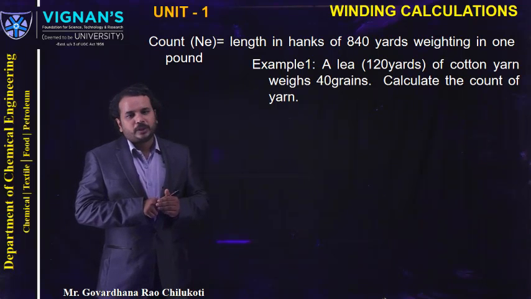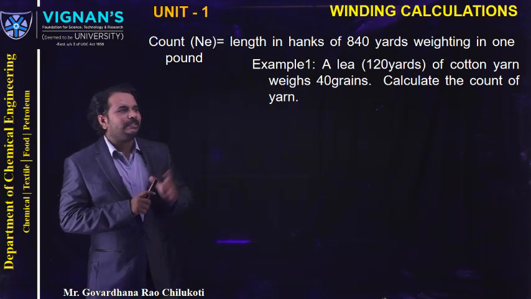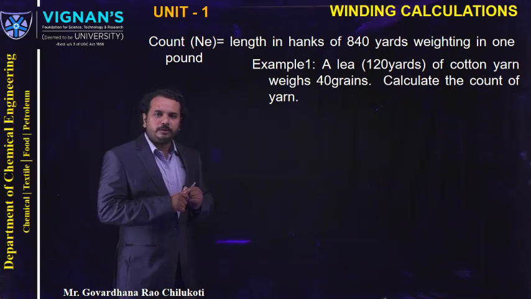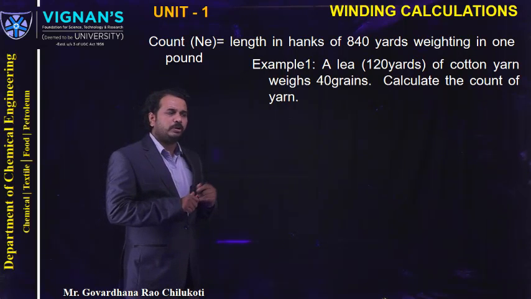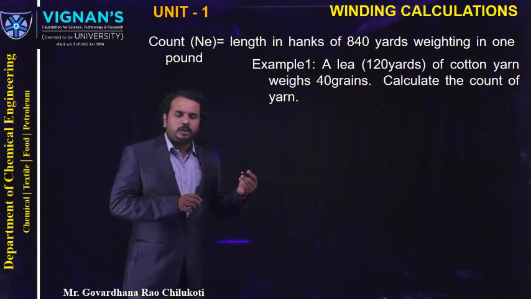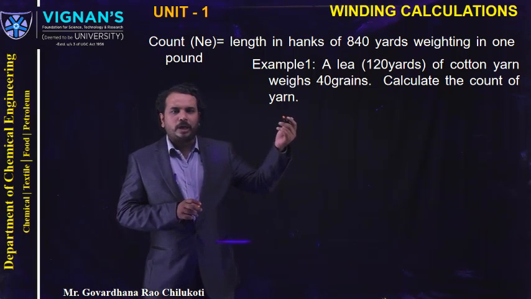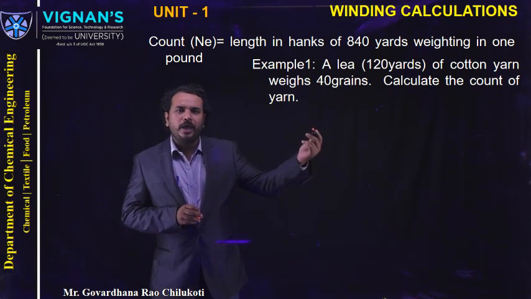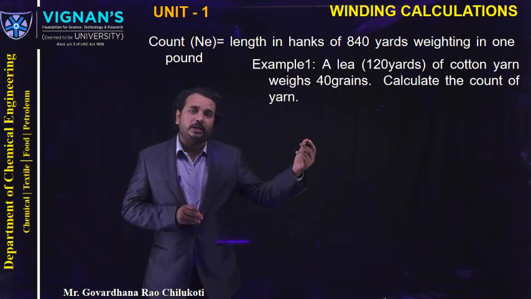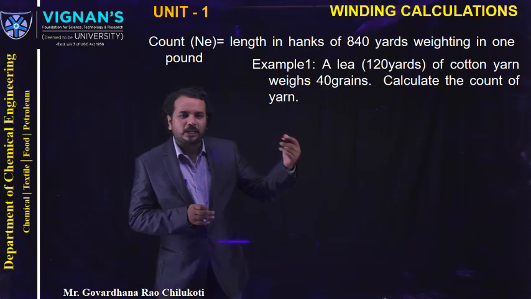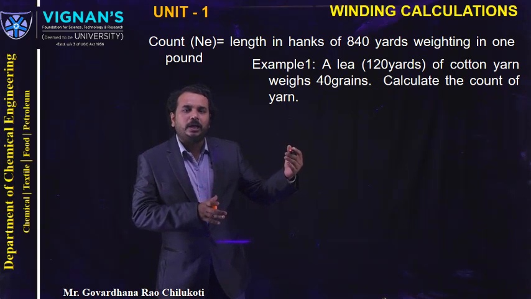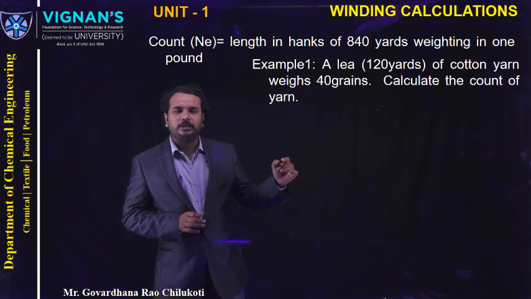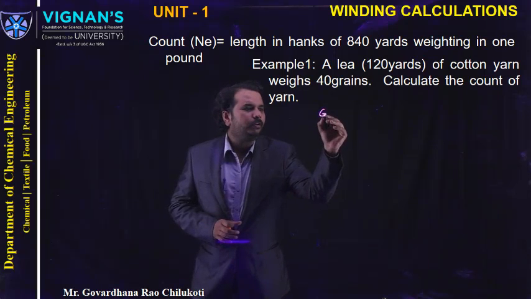We will see what exactly this count is and how we are going to calculate the count NE by using simple calculations. Here you can observe example 1. I have given that a lea of 120 yards of cotton yarn weighs 40 grains, and we need to calculate the count of yarn. So what are the given parameters?